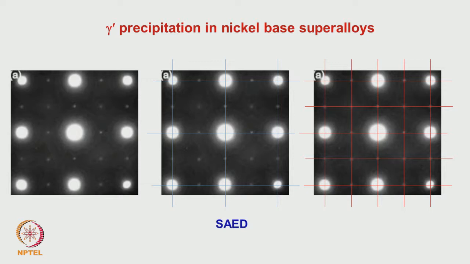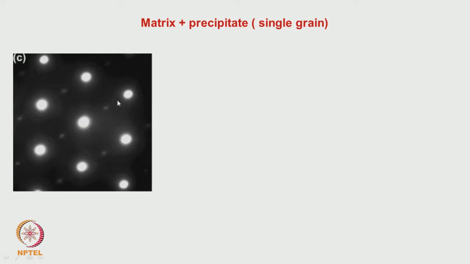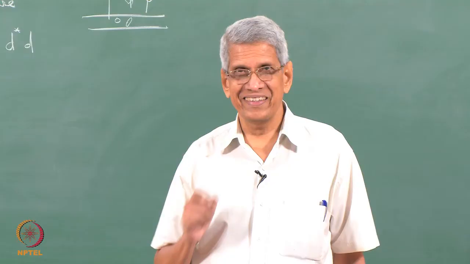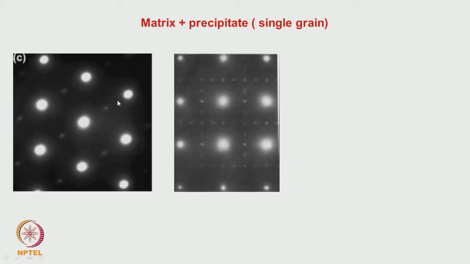This is another pattern from that same sample. This you can do as an exercise and try to index it and find out. This is one of the simplest ones where only a single phase is there. Now we'll come back again to the diffraction pattern which I had shown. It's a little bit more complex. How we had gone about to analyze it.